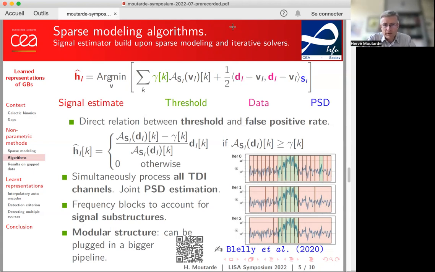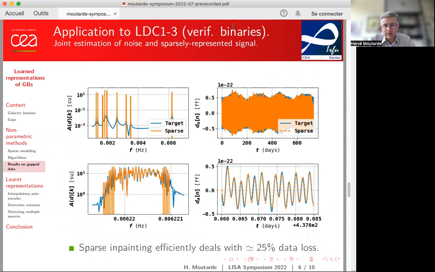I mentioned the description above for a TDI channel generically called A, but we can process all TDI channels jointly, and we can also perform a joint PSD estimation. We can work either frequency by frequency or using frequency blocks to account for signal substructure, and that is what is meant by the figures on the right. The structure is modular, which means that these tools can be plugged into bigger pipelines. And in terms of detection, we use them on the LDC challenge 1.3 on galactic verification binaries.